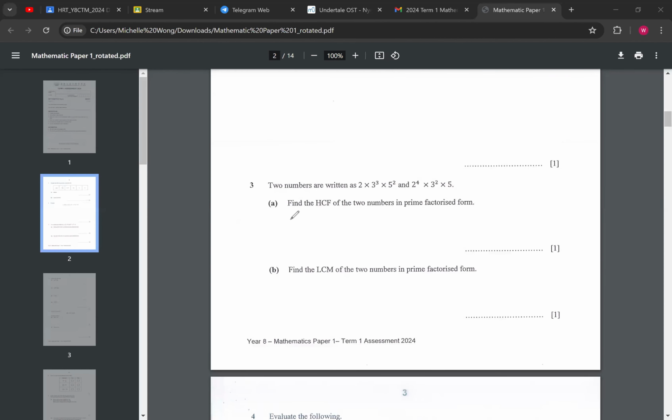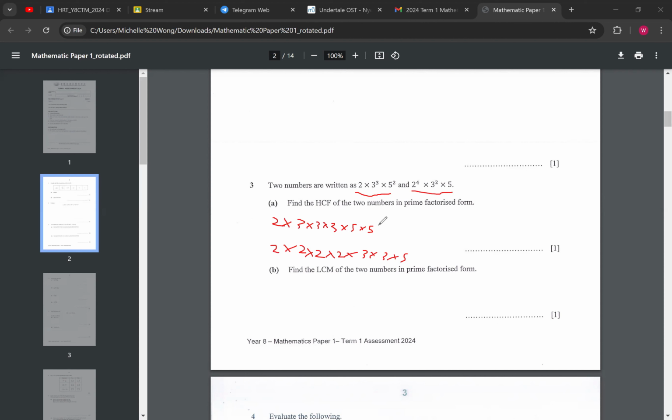Okay, for number 3, they say there are two numbers written as 2 times 3 to the power of 3 times 5 to the power of 2, and 2 to the power of 4 times 3 to the power of 2 times 5. They say find the HCF of the two numbers in prime factorized form. So you write down everything, so it will be 2 times 3 times 3 times 3 times 5 times 5 for this one. And now for this one it will be 2 times 2 times 2 times 2 times 3 times 3 times 5.